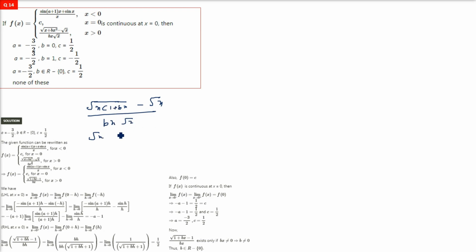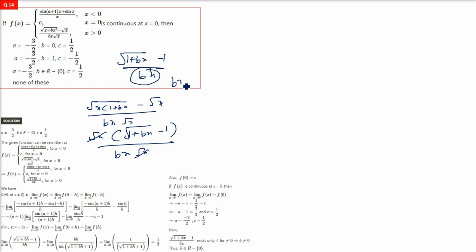I am just repeating it again. So 1 plus bx, it will be 1 plus under root bx minus 1, bx cancel, under root x will be there. So 1 plus bx minus 1 divided by bx. Now when will this exist? When the denominator cannot be 0. bx should not be equal to 0.